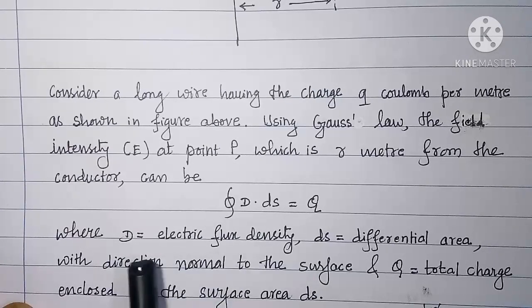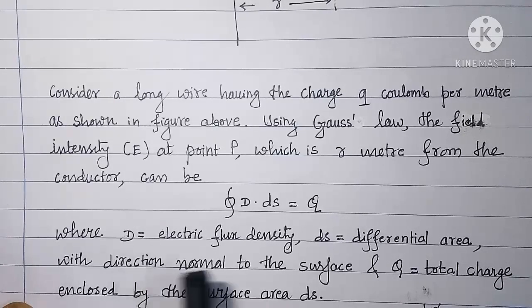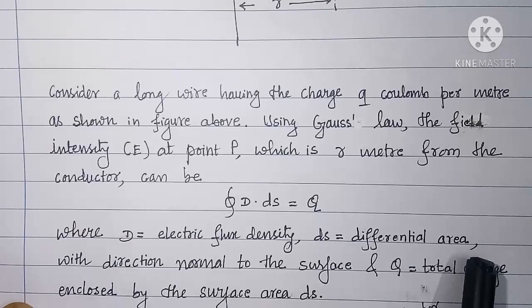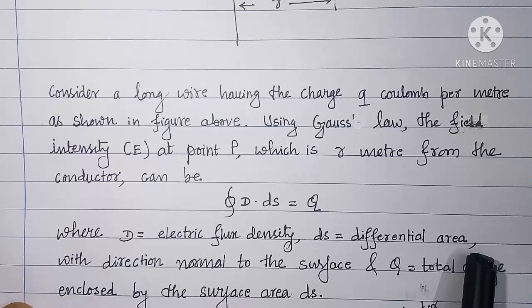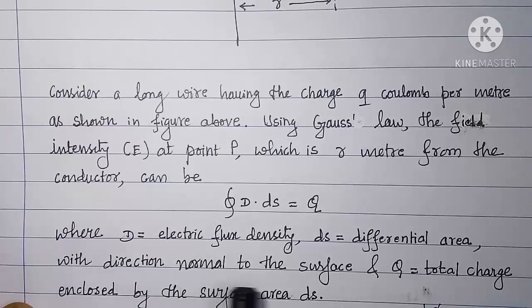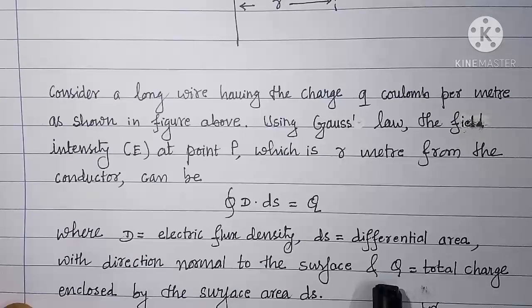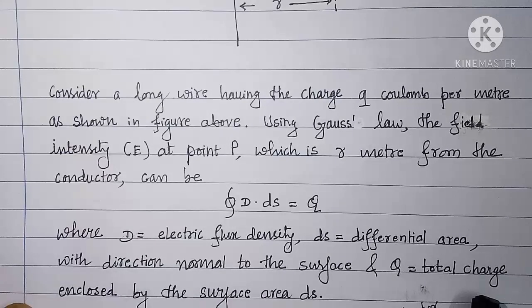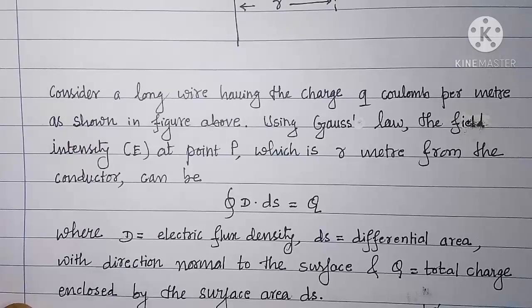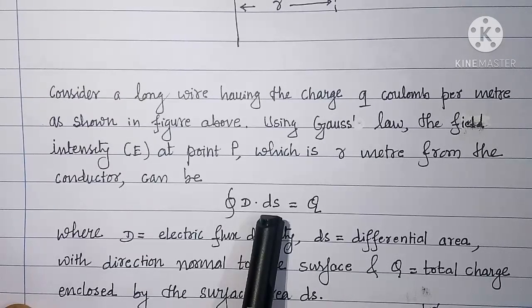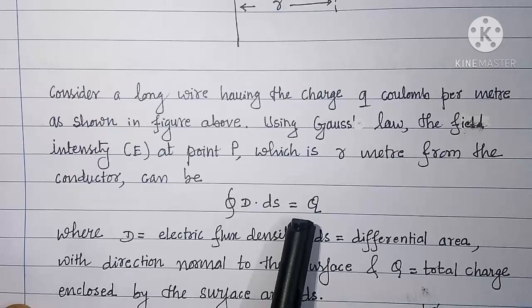Like magnetic flux density, here we are considering electric flux density. ds is differential area, very small incremental area we are considering, with the direction normal to the surface. And capital Q is total charge enclosed by the surface area ds. How much charge is enclosed by this small area ds, that we are calling as capital Q.